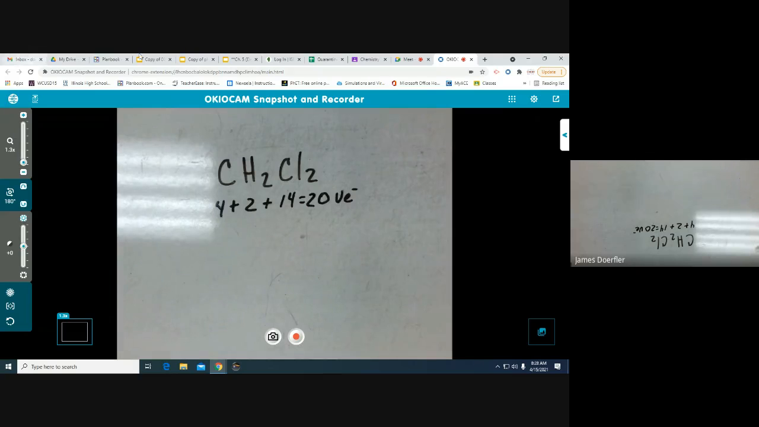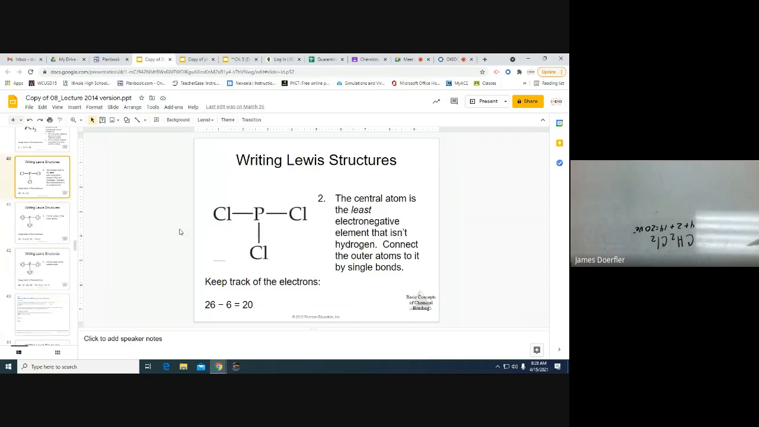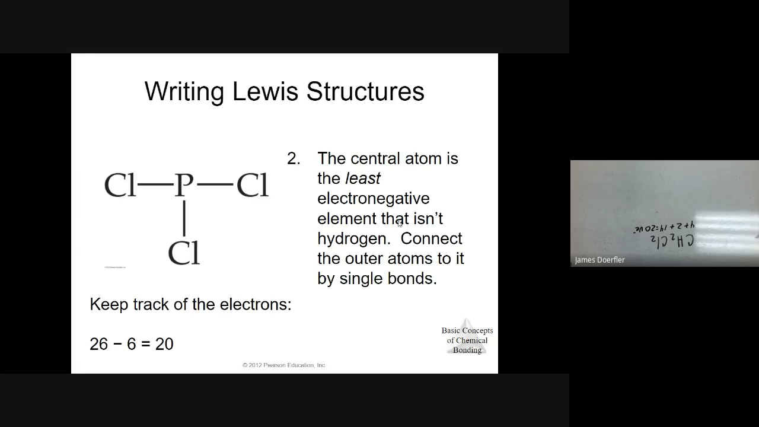Now, one thing that I kind of read over, and I didn't mean to, is this, okay? Talking about which one's going to be the central atom. It's the least electronegative that isn't hydrogen. So hydrogen will never be a central atom. Okay, so keep that in mind. I wanted to go back to that since we have hydrogen present in here.